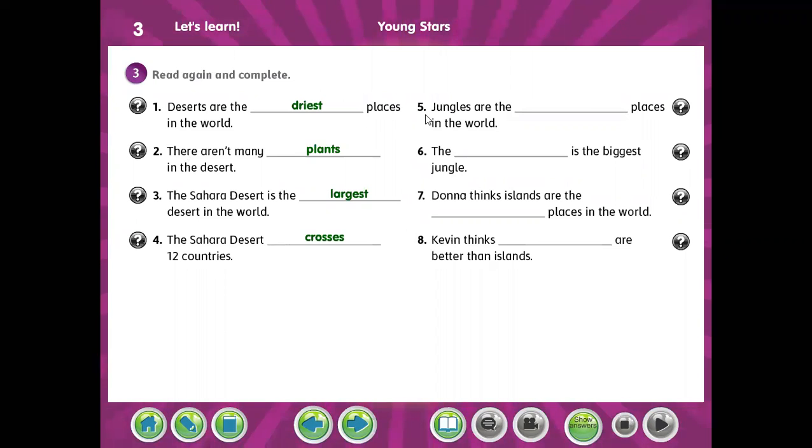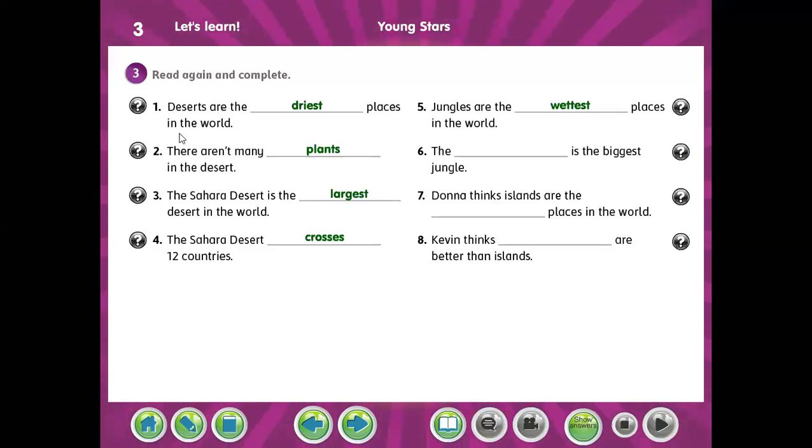Fabiana Garcia, can you read number 5? Jungles are the driest place in the world. Very good. The wettest places in the world. Okay? Wettest. The opposite of driest. Thank you. Ana Paula, can you read the number 6? Professor, the biggest, not they last in the biggest jungle. Oh, sorry, good try, but it's not okay, okay.